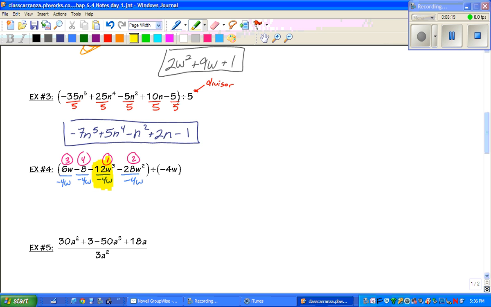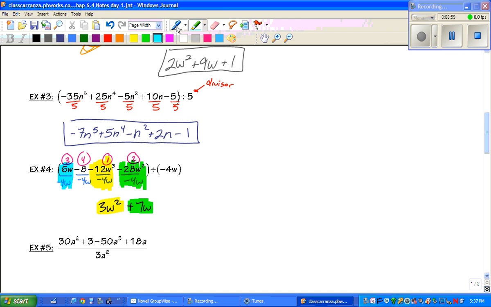So this is what I'm going to divide first. Negative 12 divided by negative 4 is positive 3w squared. Okay? That's that first part. Okay? Now, let's do the green right here. Negative 28 divided by negative 4 is positive 7w. Okay? Those match up.